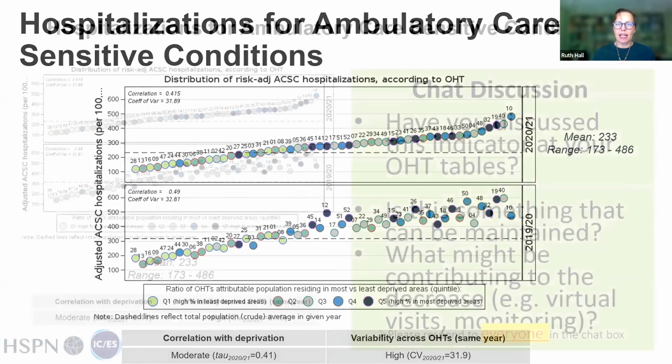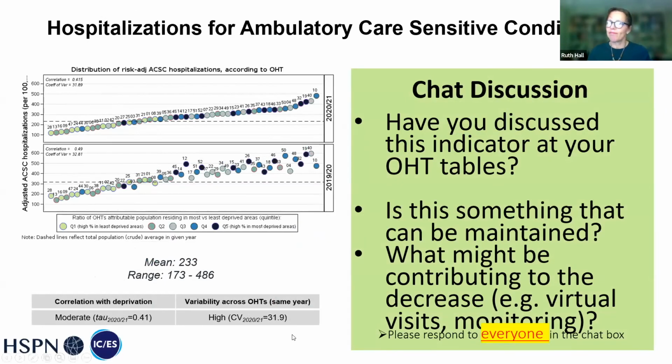Next slide, please. I just want to put it out there for some discussion. Have any of these been discussed at your OHT tables? Do you think we can maintain this level of reduced ambulatory care sensitive hospitalizations? And what do you think might be contributing to this decrease?